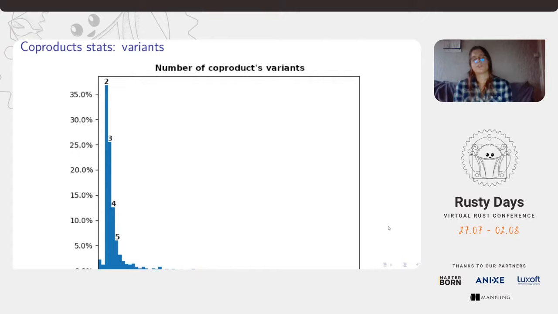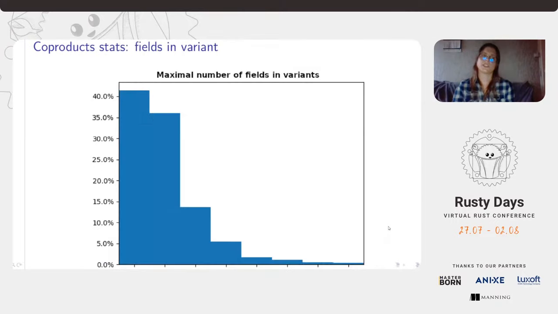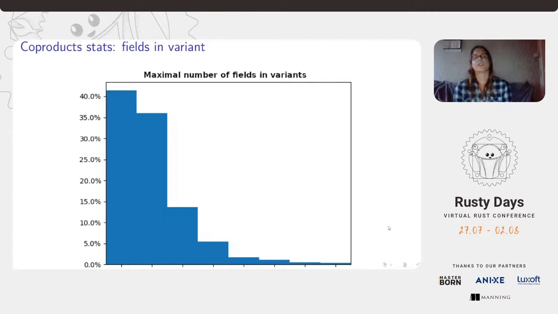And it made me wonder, okay, so I have 2, 3, 4 variants, but it doesn't mean that I only have 1 field on them or 0 fields on them. So what I checked is the maximal number of fields in variants, and that result was even more interesting for me, because over 40% of them had 0 fields at all, so they were enums in the classical C sense, and about 1/3 of them had at most 1 field, so a variant that is basically a wrapper for another type, which makes sense if you think about it. And then it's less than 15% of enums that have 2 fields or more in any variant.